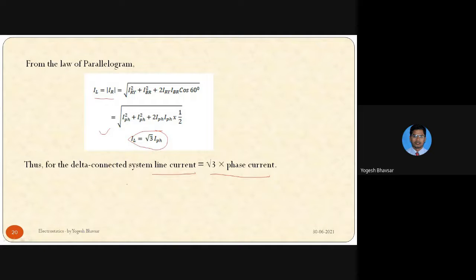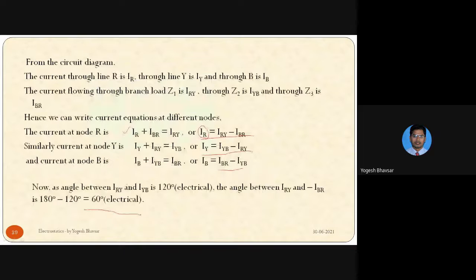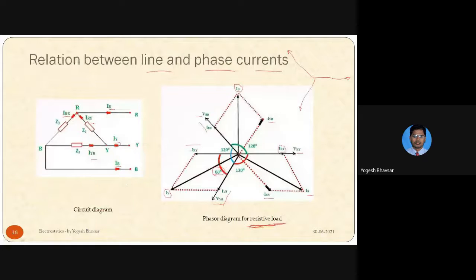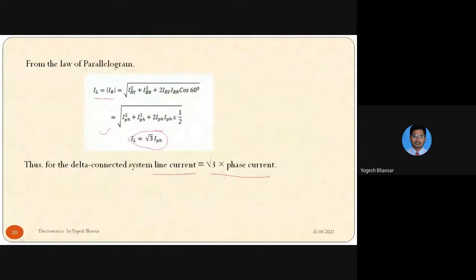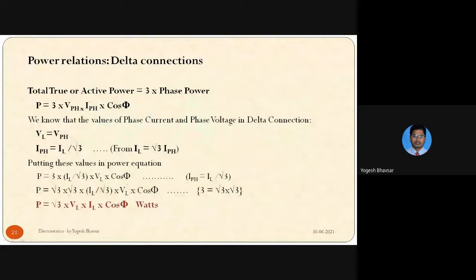So this we can prove for the delta connection. Okay, clear? This is the relation between line and phase currents for delta connection, which is opposite in case of star connection.